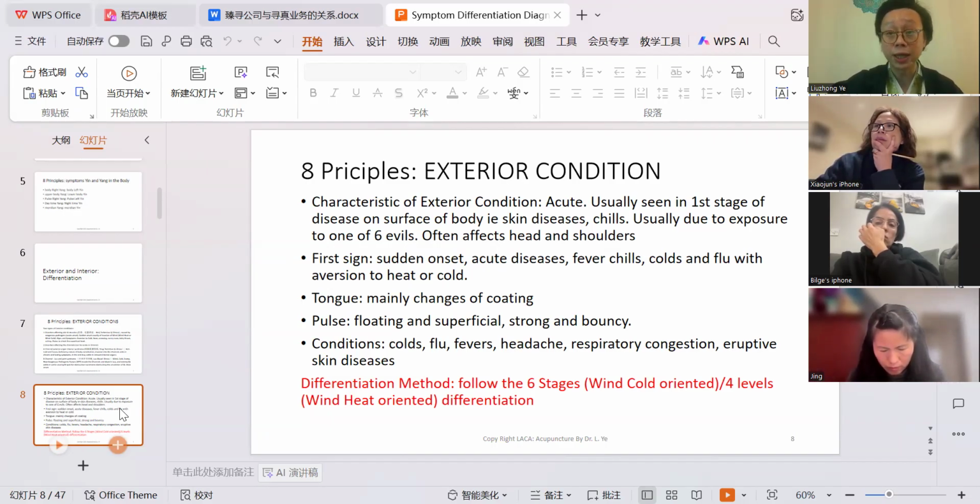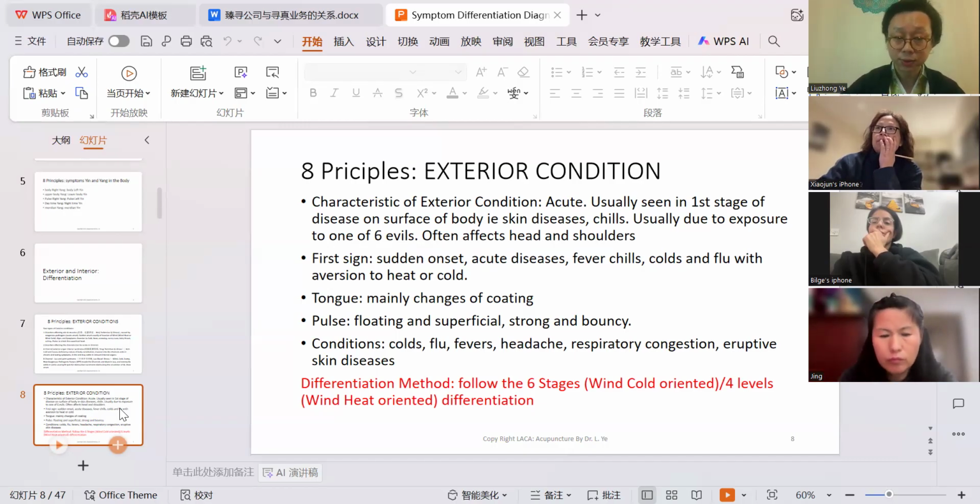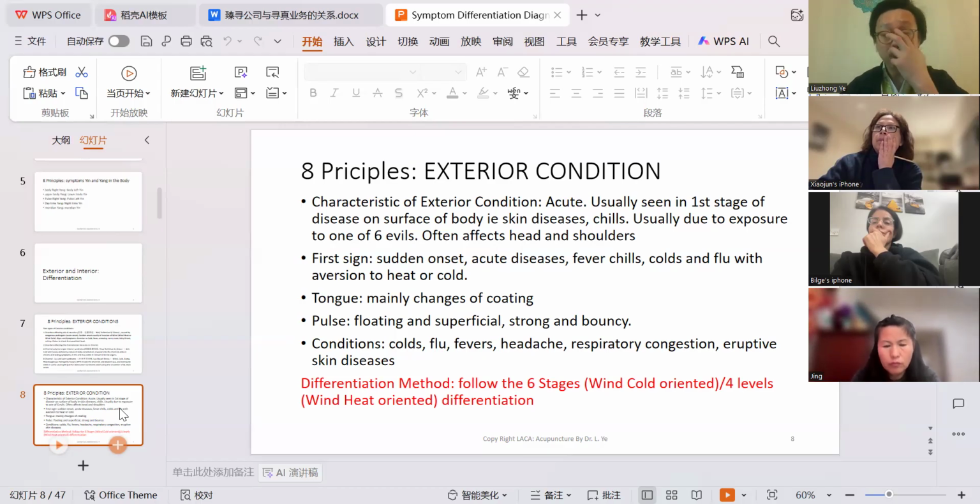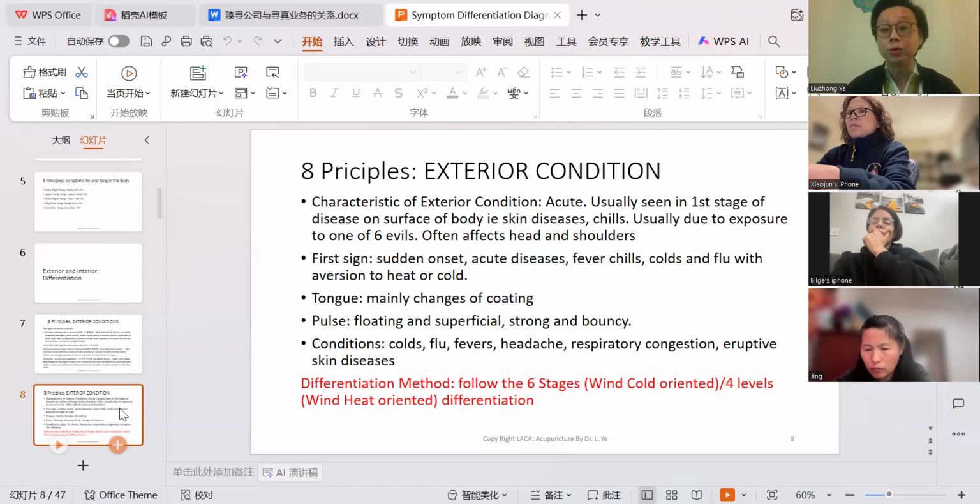And then common conditions related to this are cold, flu symptoms, fevers, headaches, respiratory congestion, eruptive skin diseases. So skin rash, like hives or eczema, or even psoriasis at an early stage. They could all be part of the exterior conditions. So for this part, usually, apart from those 8 principles, we suggest 6 stages, the 六经辩证, or 4 levels, the 卫气营血辩证, to help you get a more precise diagnosis.